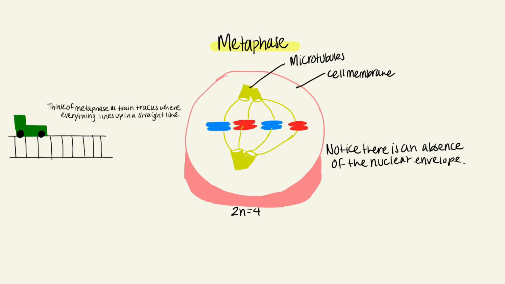In metaphase, the chromosomes line up in the middle of the cell because the microtubules hold them in place there. You can think of metaphase as train tracks because train tracks line the cars up in a straight line, and that is exactly what happens here.